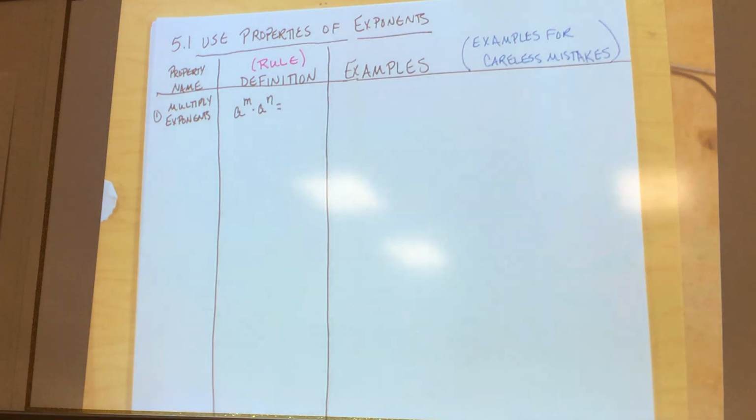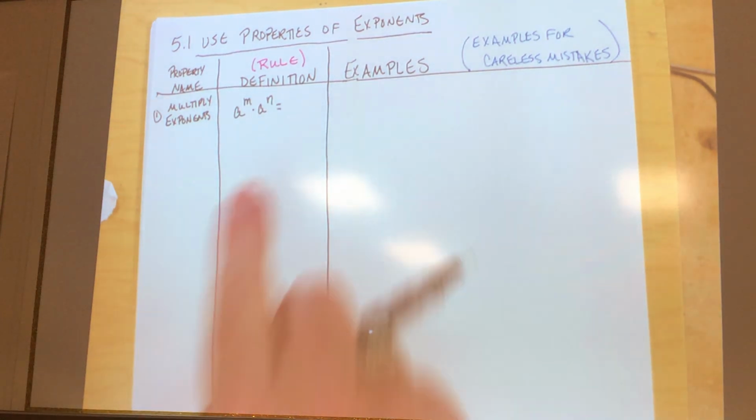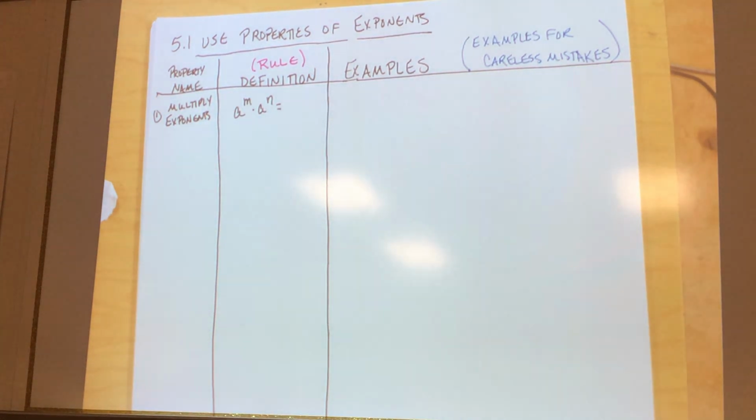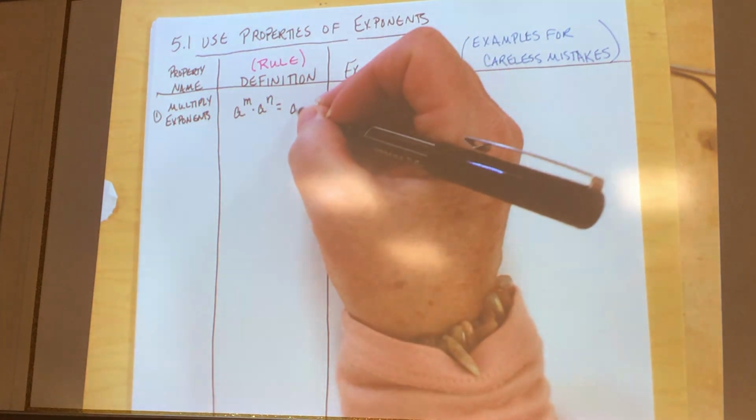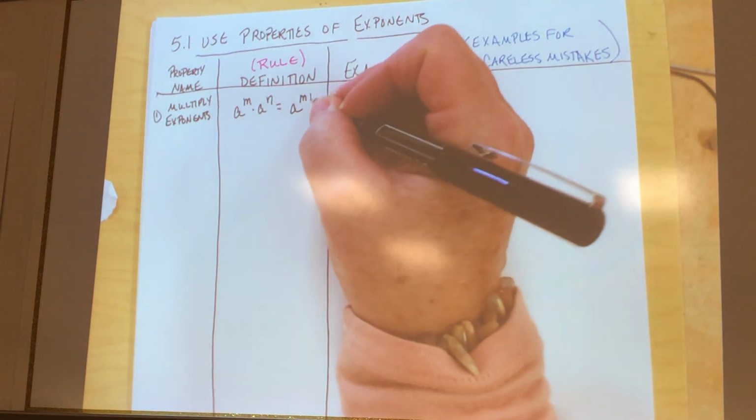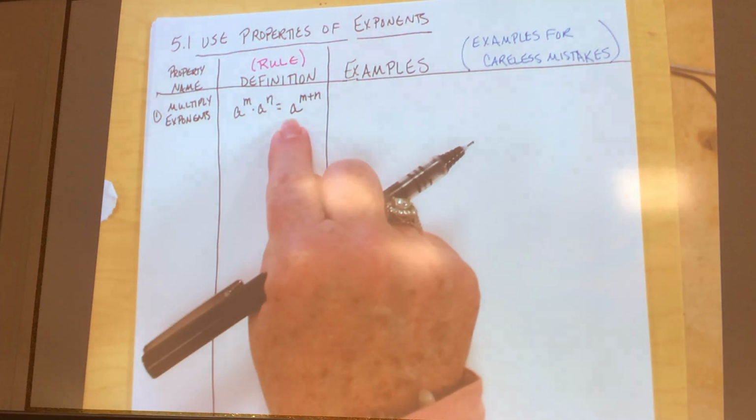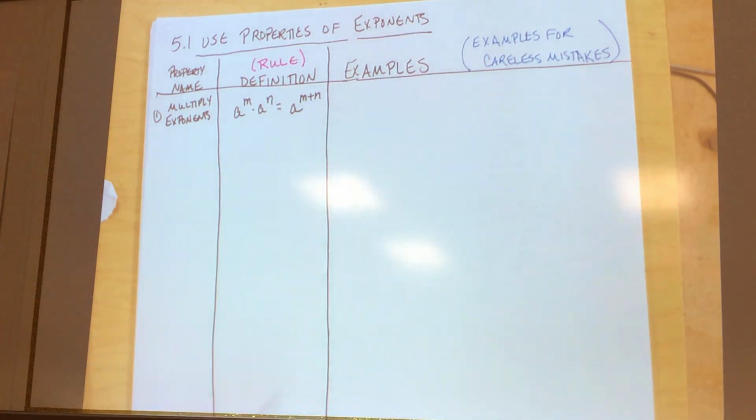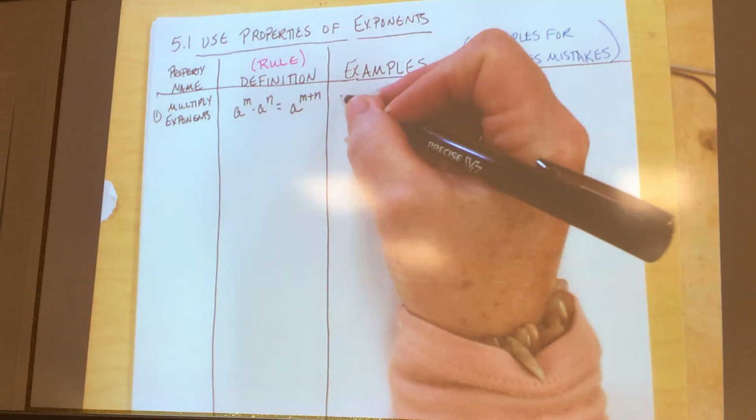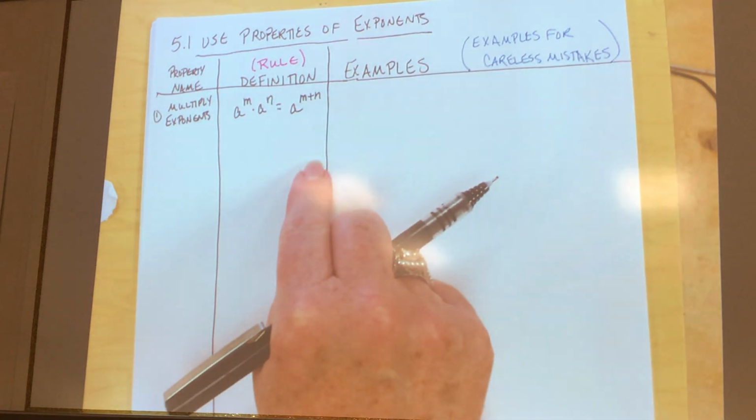So what's the rule? The rule says that you take the base. What's the base? A. And you add the exponents. Okay? What did I tell you to do? Take the base and add the exponents. All right, everybody got it? Okay, so let's work some examples. So here's the first one. This seems very easy. Do you agree?